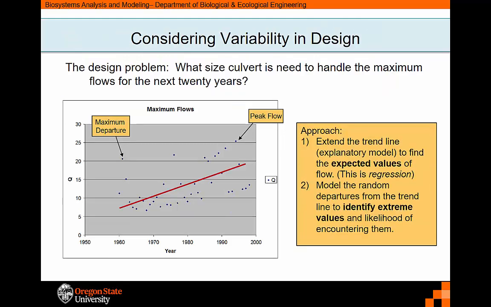We've seen before how to characterize trends in data. That is the regression analysis that we've discussed earlier in this course. Regression captures some of the variability of the system related to time, but clearly doesn't capture all of the variability in the data. To do this, we will need to examine the statistical properties of the data, for example, the peak flow and the maximum departure from the expected flow, and characterize mathematically the nature of the variability associated with this data.